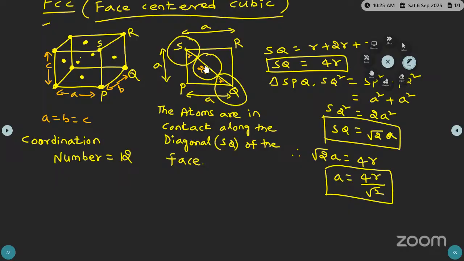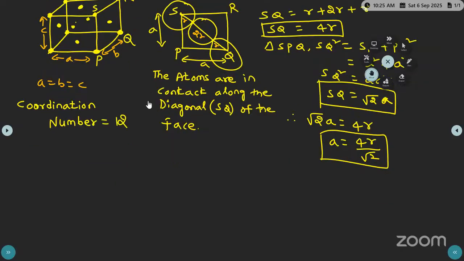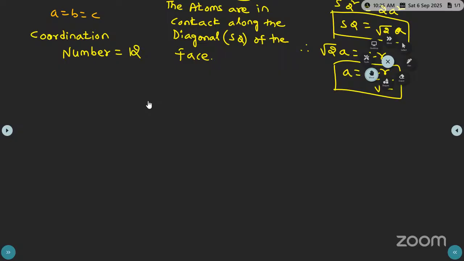total in the unit cell. Therefore, the total number of atoms in the unit cell, the total number of atoms in the unit cell.